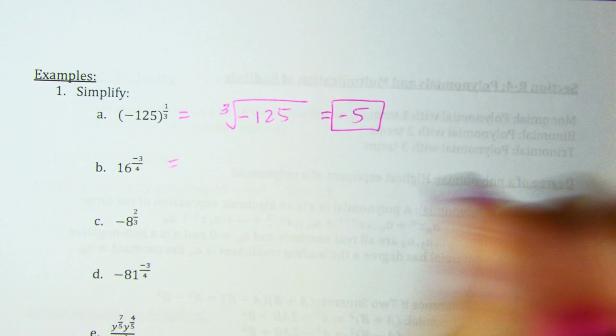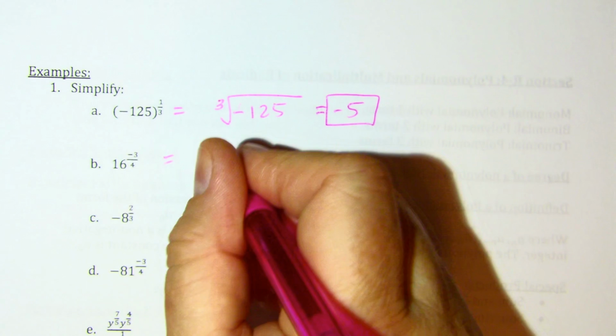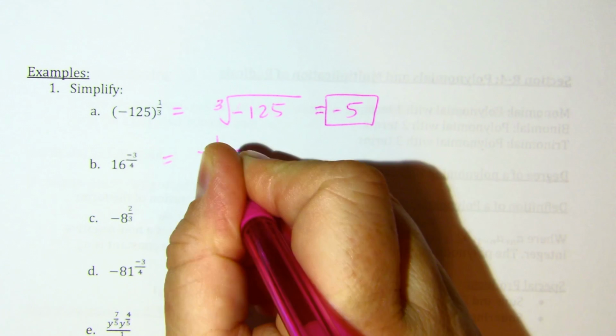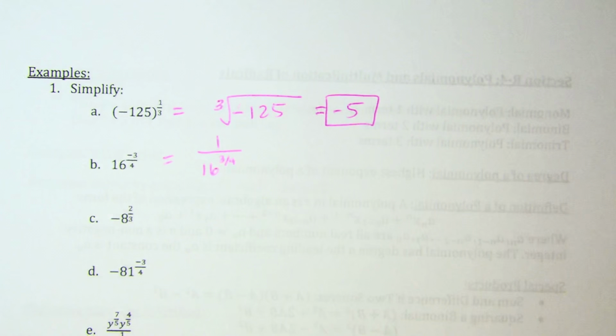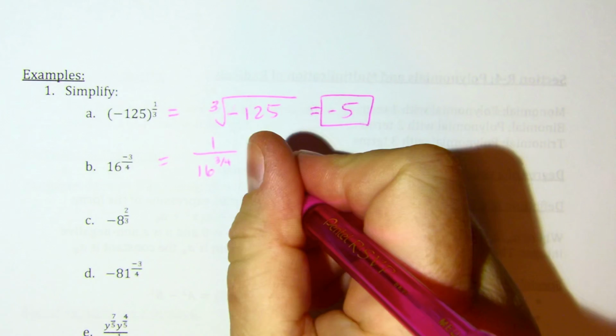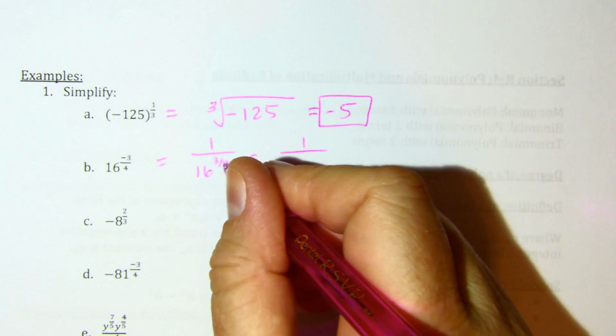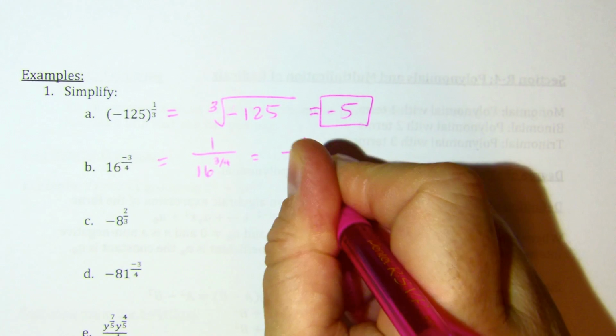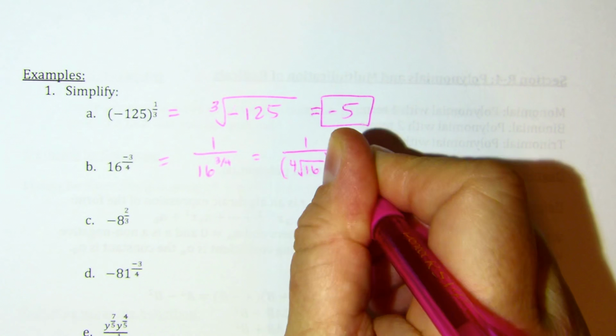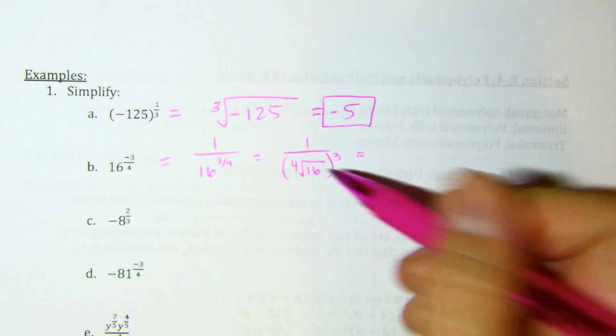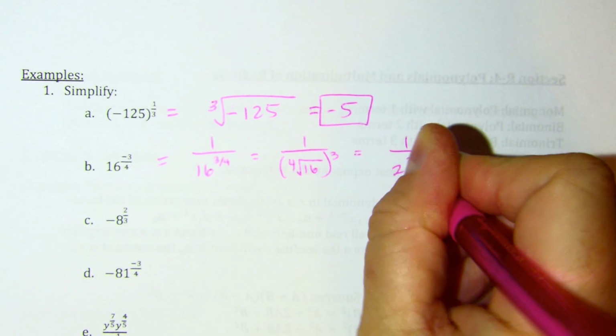Here we have a negative exponent, so the first thing I'm going to do is move that to the bottom and make it positive, and then I can rewrite that. The top is the power, the bottom is the root. So 4th root of 16, and then I'm going to put the power on the outside. The 4th root of 16 is 2, so 2 cubed is 8.